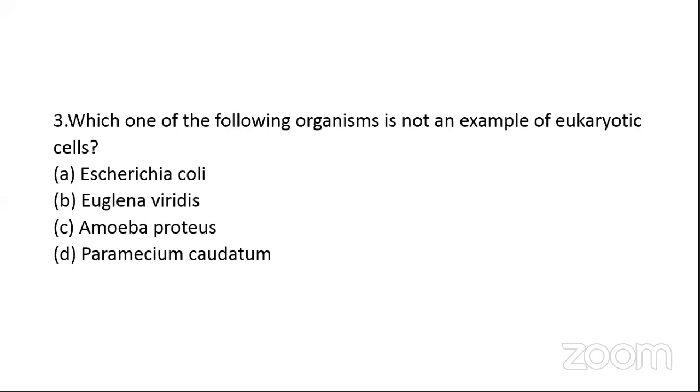Please answer this. Which of the following organisms is not an example of eukaryotic organisms? Listen, students. Escherichia coli here is a prokaryote. It's a bacteria. Euglena is a eukaryote. Amoeba is a eukaryote. Paramecium is a eukaryote.